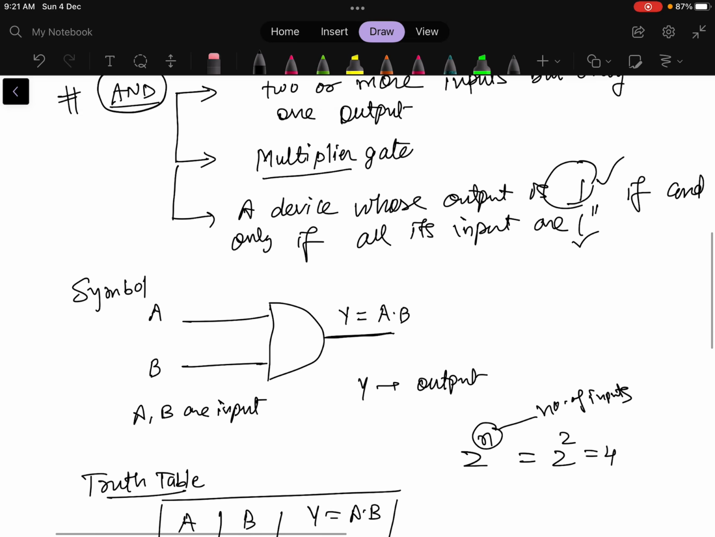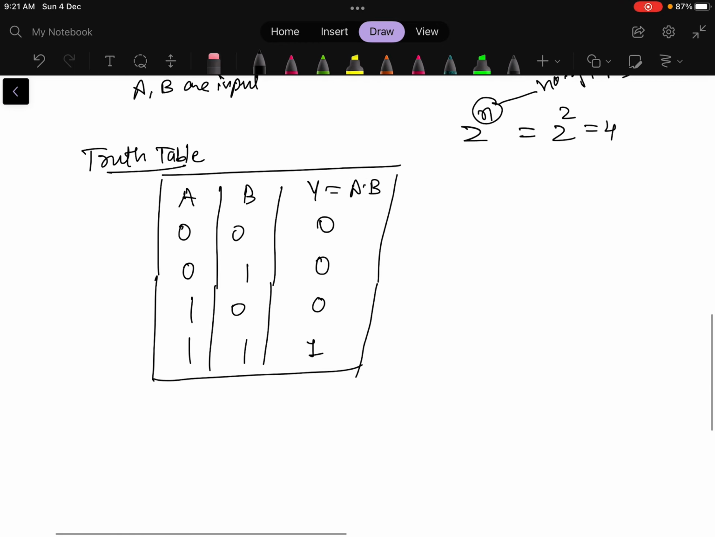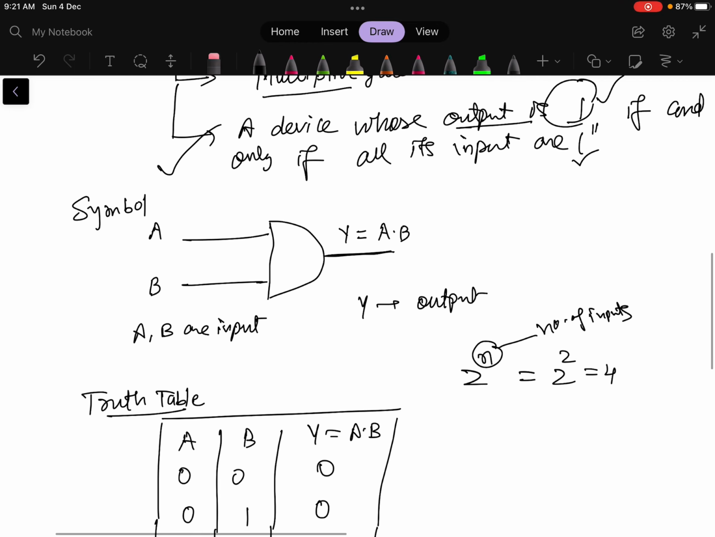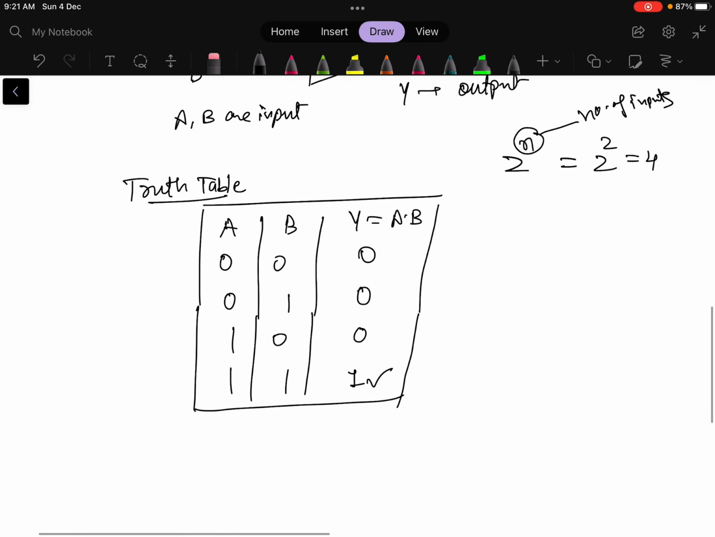So as we have discussed, the AND gate is a device whose output is 1 when all of its inputs are 1. This is the truth table of the AND gate.